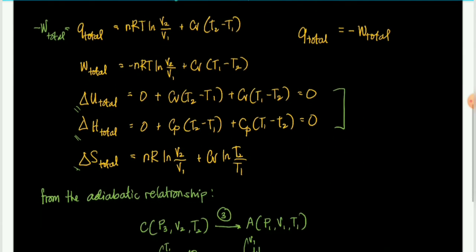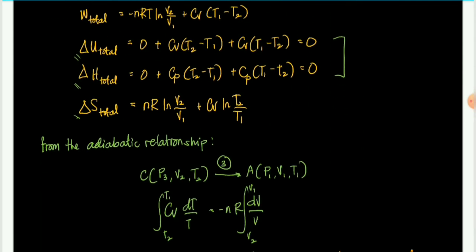Okay? So, from the adiabatic relationship, let's analyze the third path. Okay? So, the third step, from C back to A. So, the adiabatic relationship for this can be derived by equating CV dT and negative nRT dV over V. Tapos, i-rearrange siya lang para yung mga like terms nasa isang side. So, dividing that by T, tapos i-integrate nyo both sides, okay? This one on the left is integrated from T2 to T1 kasi pabalik tayo sa A. Tapos yung kabila naman from V2 to V1.